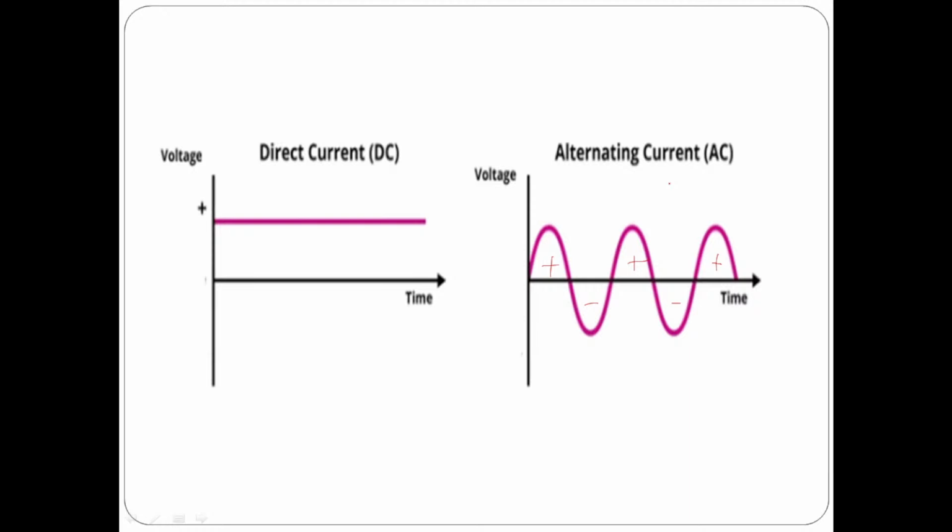Time period is the time taken to complete one cycle. One cycle means one positive half cycle and one negative half cycle together, and that is known as the time period. This is T. So from here to here is the time period. If I want to determine the frequency, frequency is equal to 1 by T, where T is the time period.